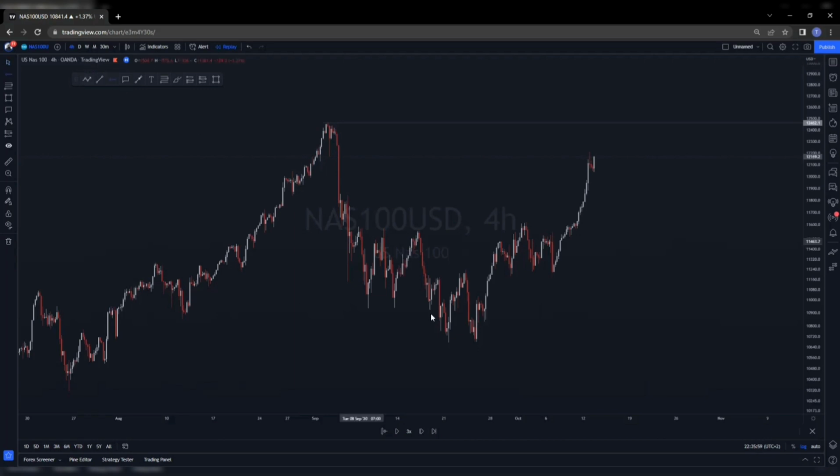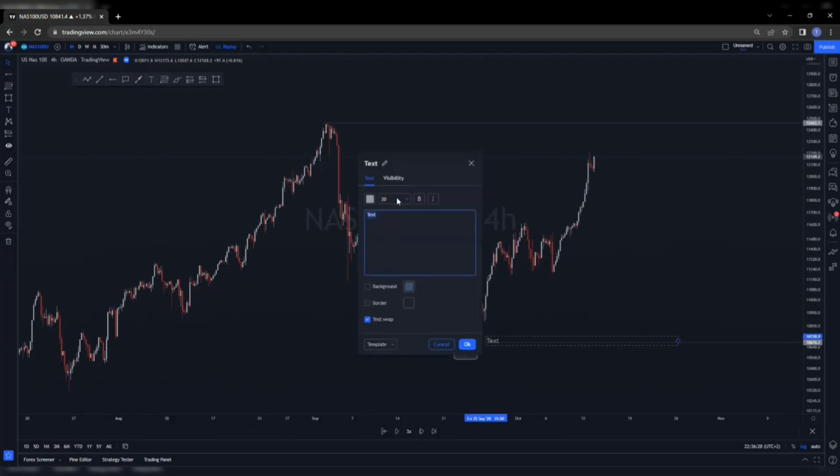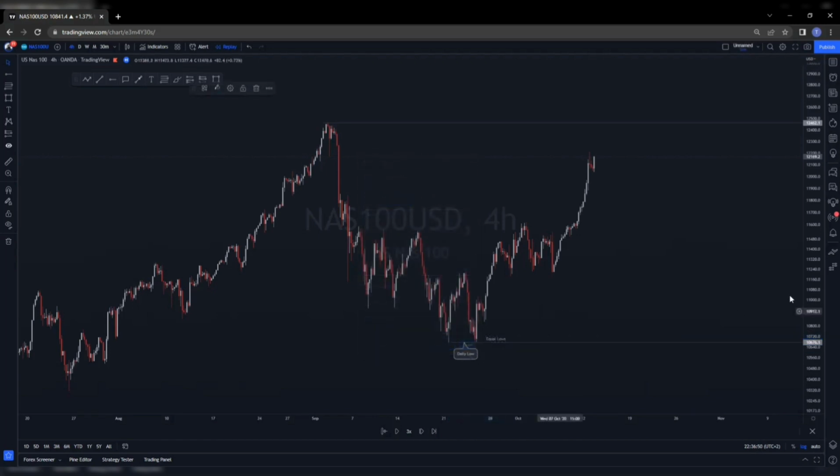So right here, we have liquidity in the form of equal lows. And this is our daily low. It's a weak low because it hasn't broken through an opposing structure on the daily. On the smaller time frame, it's a source of liquidity because we have equal lows.